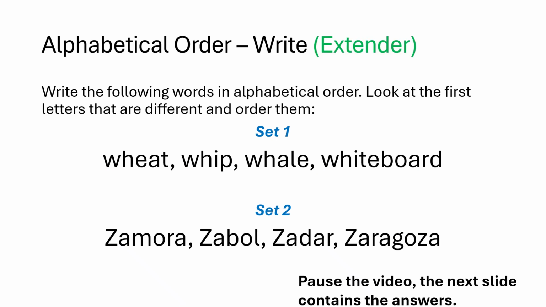Here is an extender for anyone who would like a challenge. Write the following words in alphabetical order. Look at the first letters that are different and order them. Set 1. Wheat, whip, whale, whiteboard. Set 2. Zamora, Zabol, Zadar, Zaragoza. Pause the video. The next slide contains the answers.